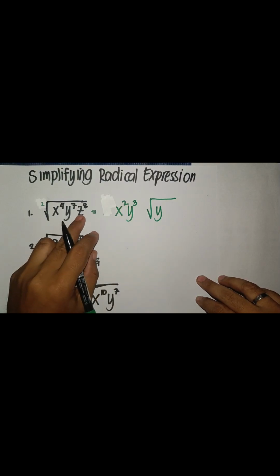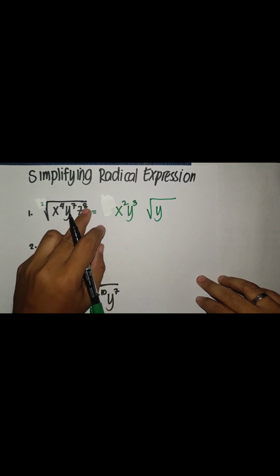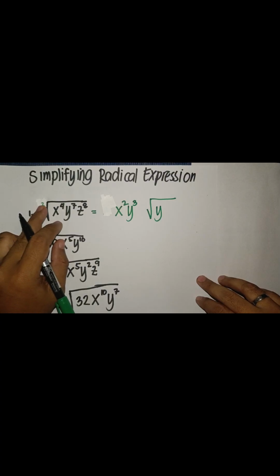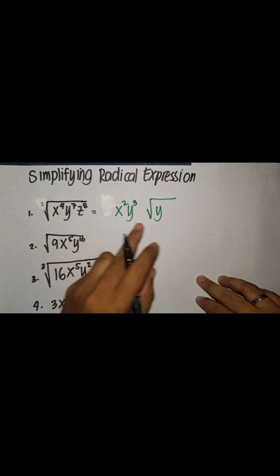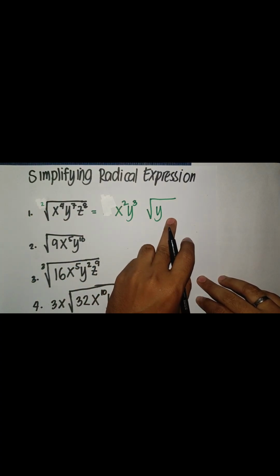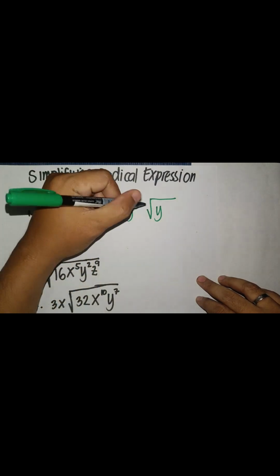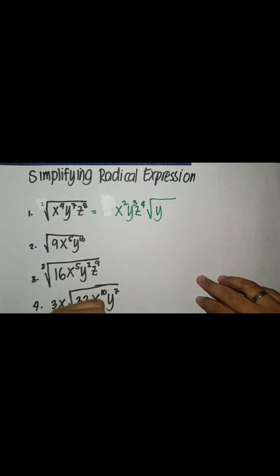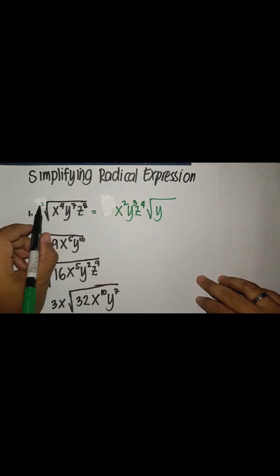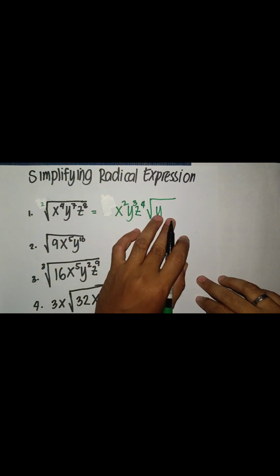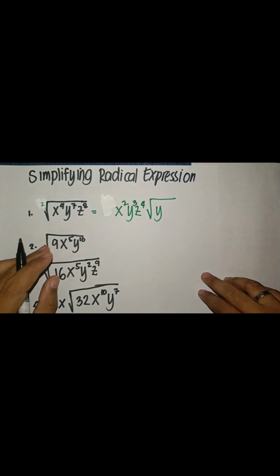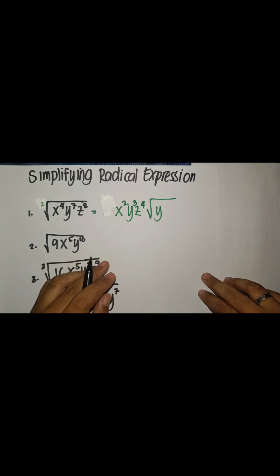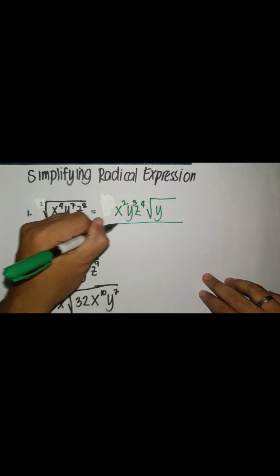Next, z to the exponent of 8. 8 divided by 2 is 4, remainder 0, meaning to say there is no variable z that will remain inside the radical symbol. So z to the exponent of 4, because 8 divided by 2 is 4. Remainder 0. There is no variable z that remains inside the square root or radical symbol. So this is now our answer.